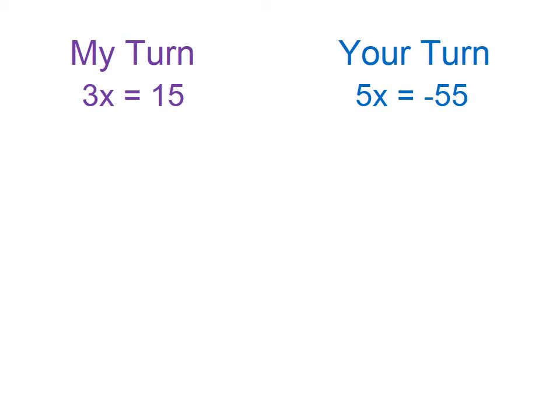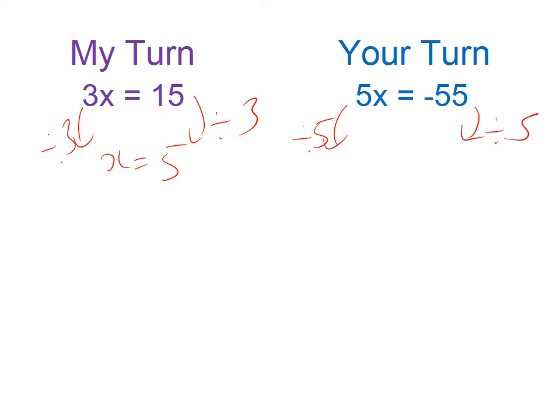3x equals 15 really means 3 times x equals 15. So we're going to need to divide both sides by 3 to give me x equals 5. Can you please have a go at 5x equals minus 55? So what we needed to do was divide both sides by 5 to give us x equals minus 11.